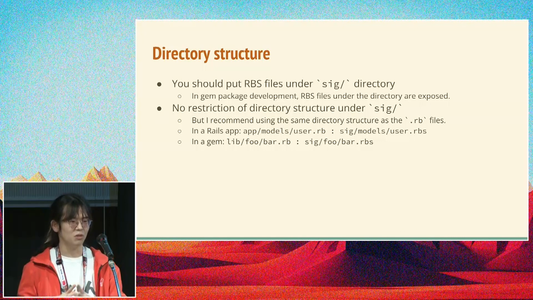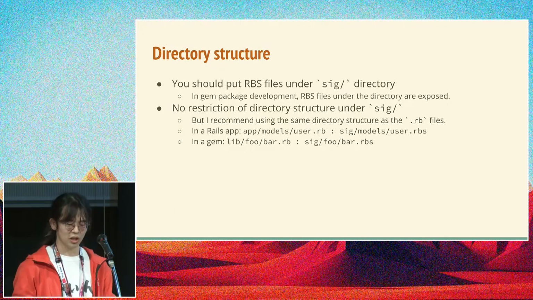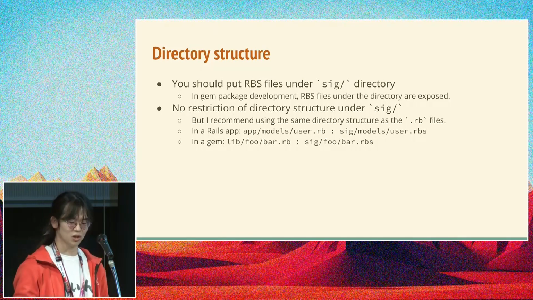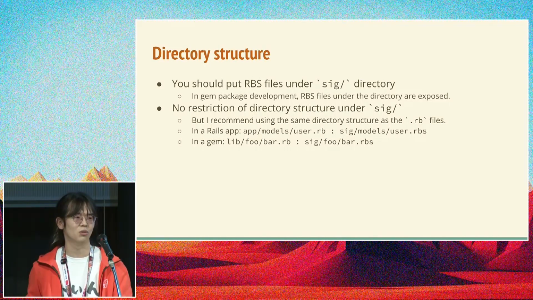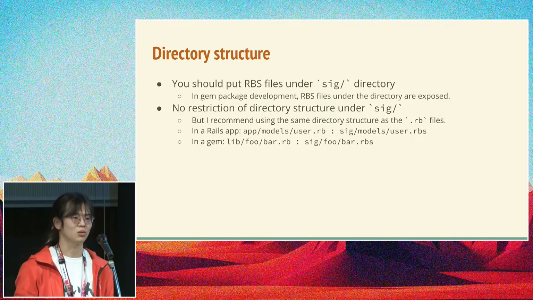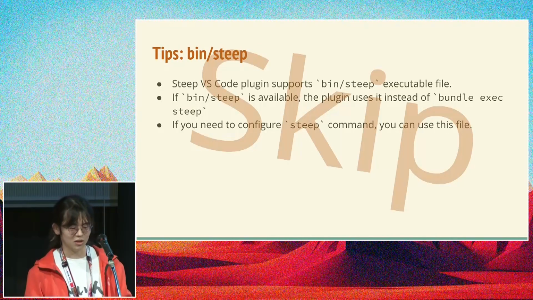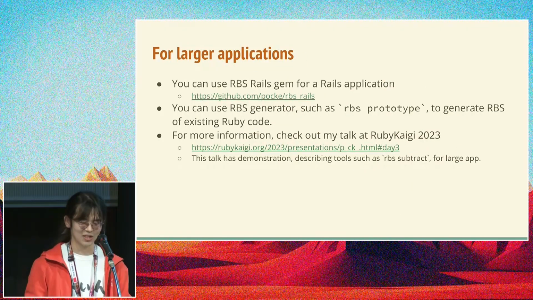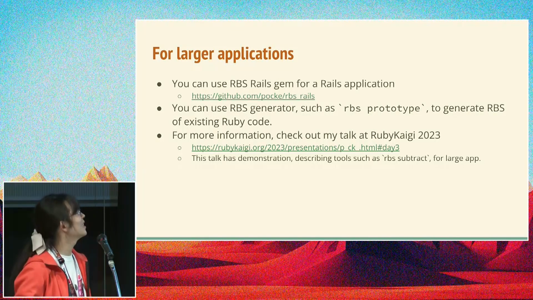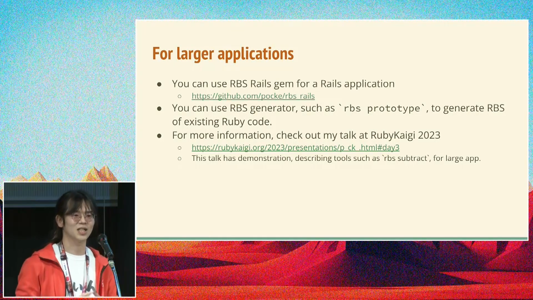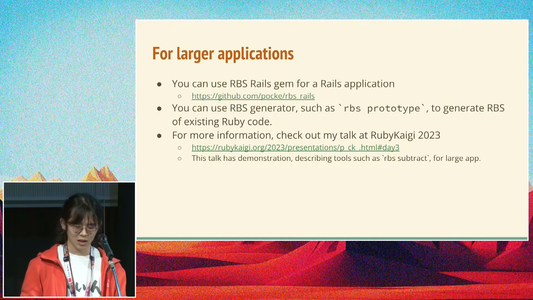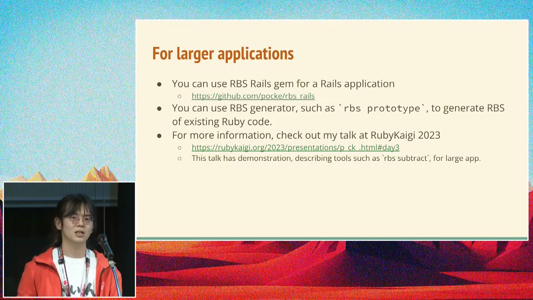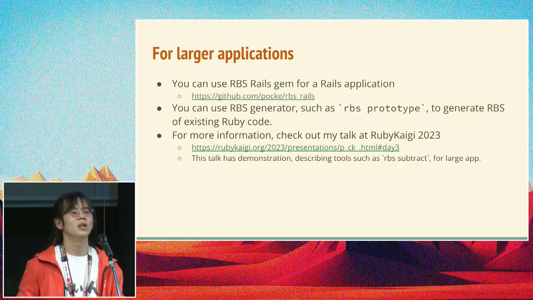But I recommend that you structure it the same as the Ruby files. For instance, for a Rails app, user.rb. In that case, user.rbs, under sig model user.rbs, and bin/steep, which is also very convenient, but I'll skip this. And actually, I don't have time to go through this either, but when you use a Rails app, rbs_rails is the gem I make, and I recommend you to use this. And rbs prototype is something to use to generate RBS, and which is good for making a large application.